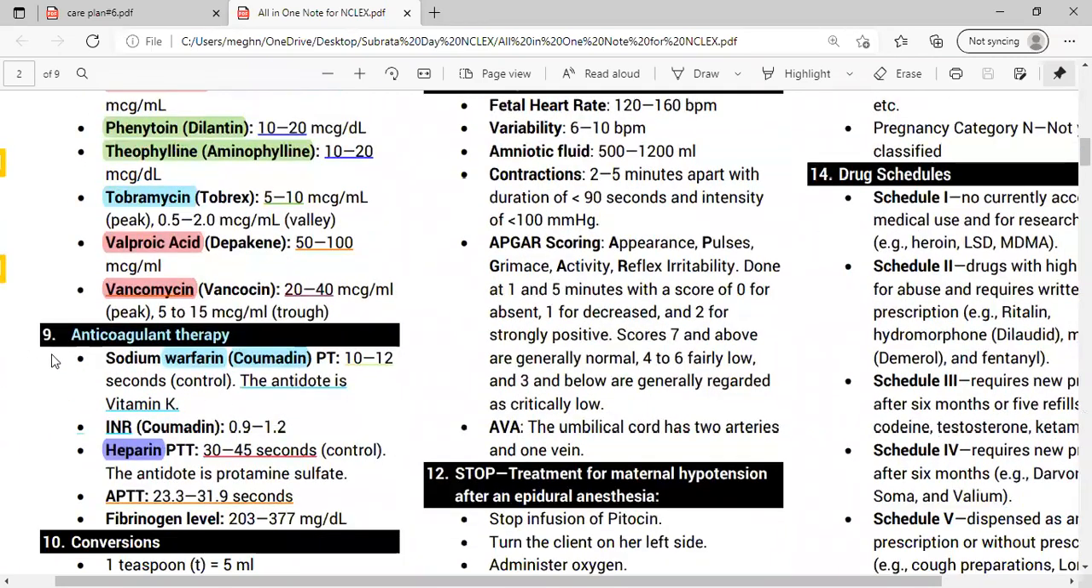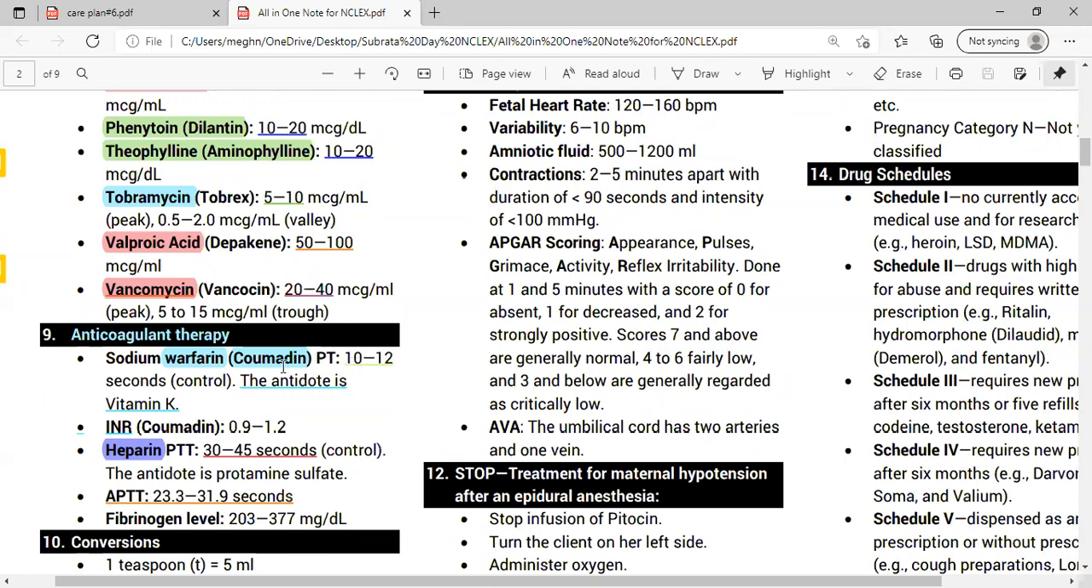Here are a few points about anticoagulant therapy. Warfarin, another name is Coumadin, is an anticoagulant. Heparin is also an anticoagulant, but heparin we use in injectable form, whereas warfarin we can use orally. Heparin works instantly, but warfarin takes time to work. So when a patient is in an emergency in hospital, we give heparin. But when the patient is transferred home, we start warfarin.